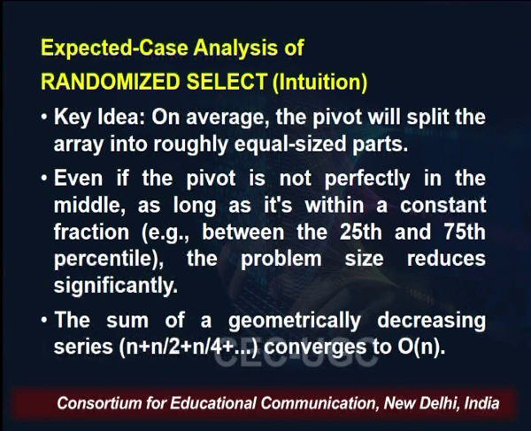So if we talk about the expected or intuition case analysis, not the worst case analysis, and I have also shown that getting the worst case every time is improbable. Here we talk about an average scenario where even if the pivot is not perfectly in the middle and is placed somewhere between the 25th and 75th percentile, the problem size reduces not by one element but significantly. That means the problem size can be represented by a geometrically decreasing series.